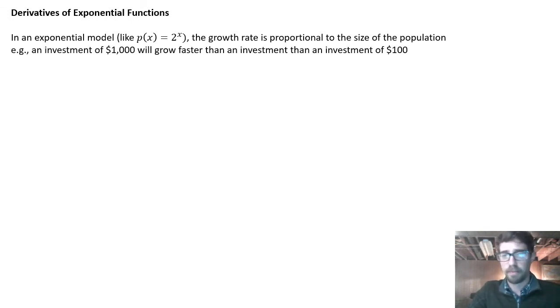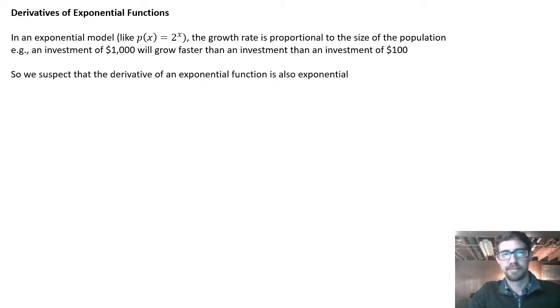Right, the more money you invest, the faster it'll collect interest because it's collecting interest on more stuff. So exponential growth includes money or a population of deer or whatever, or bacteria, or let's say the spread of a virus, anything like that. Okay, so we're just going to show that yes, the derivative of an exponential function is some other exponential function.